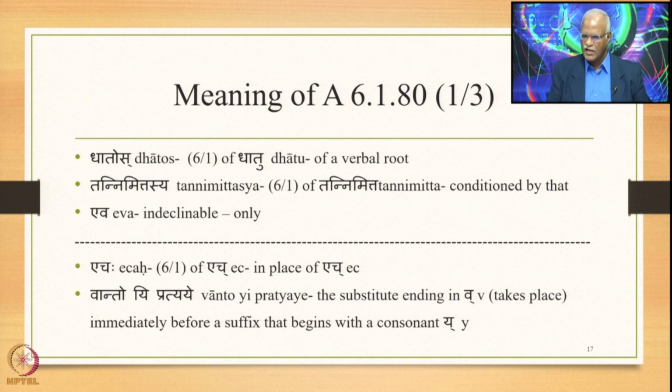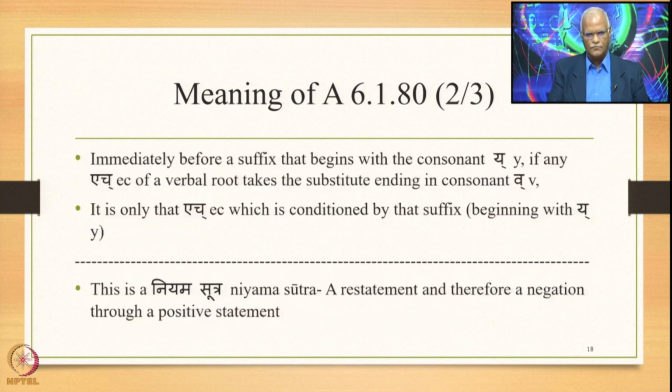The substitute ending in va takes place immediately before a suffix that begins with a consonant ya. Now putting all these things together, we link this dhatoho with echaha. So h is part of the dhatu. And so the meaning is, immediately before a suffix that begins with the consonant ya, if any h of a verbal root takes the substitute ending in consonant va, it is only that h which is conditioned by that suffix beginning with ya. So from this rendering, and because of the word eva in the sutra, we come to know that this is a niyama sutra, which is a restatement and therefore a negation through a positive statement.